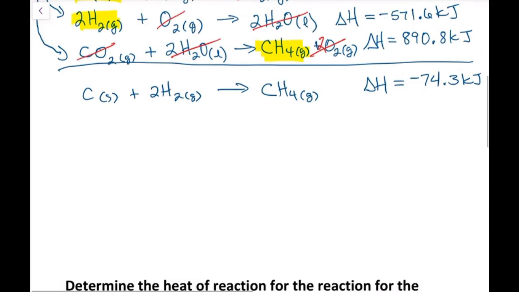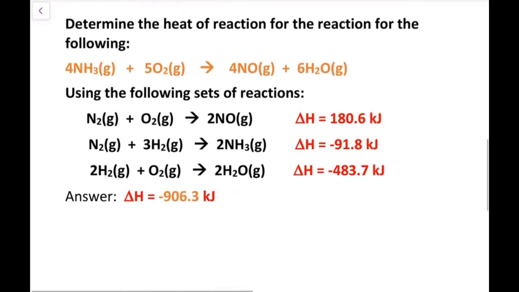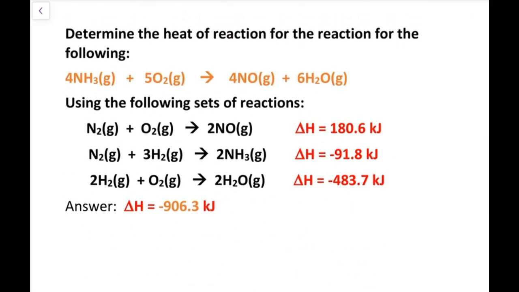So let's try one more. So it says determine the heat of the reaction for the reaction shown. So this one here in orange. If we have all of this information, okay. Now I want to give you one hint, and I'm going to let you try this on your own. You can see what the answer should add up to, negative 906.3 when you're all done.